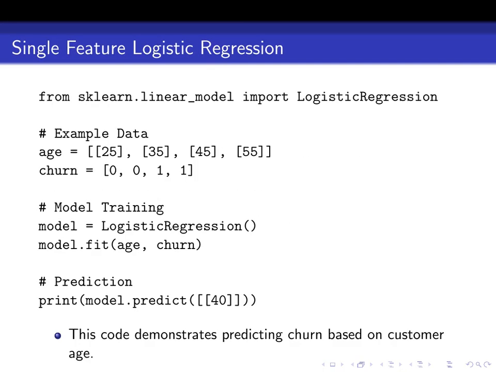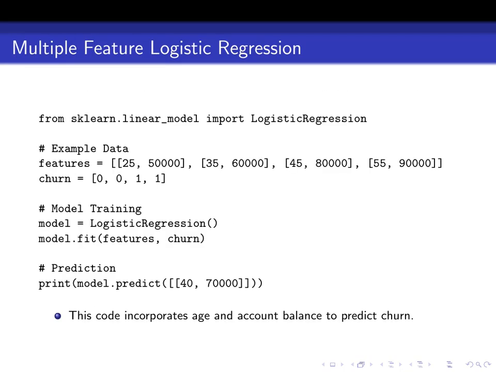Single-feature logistic regression focuses on one input variable. For instance, a model might use age to predict churn. The Python code demonstrates how to train and use such a model with scikit-learn. This is a straightforward approach to understanding how one feature impacts customer retention.